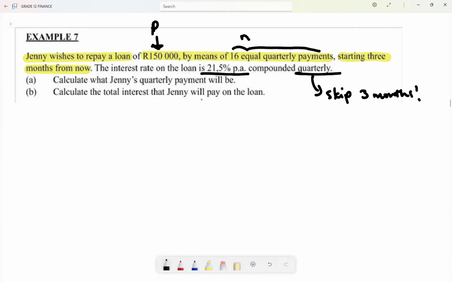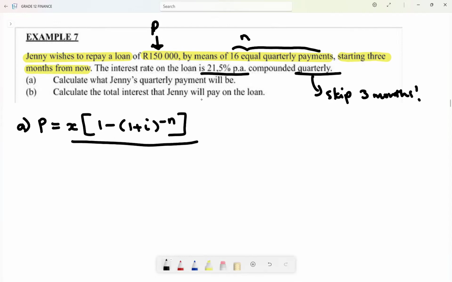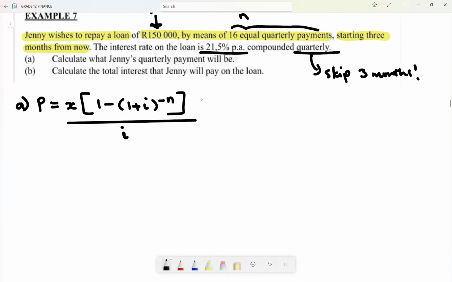Okay, sharp. And then when I look at my things here, for number A, present value is equal to, remember the formula, do not forget the formula, 1 minus 1 plus i to the power of negative n. Please check your formula sheet, guys. Very, very important. You do not want to find yourself making mistakes with the things that you are given. And then P, it is how much? P is the money that you need to settle. It is 150,000. What do they want? A, calculate what Jenny's quarterly payment will be.